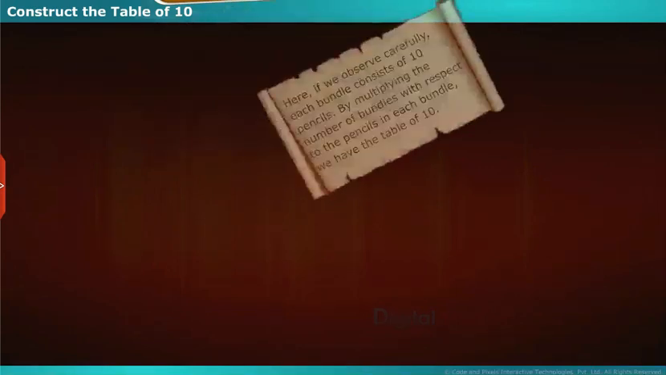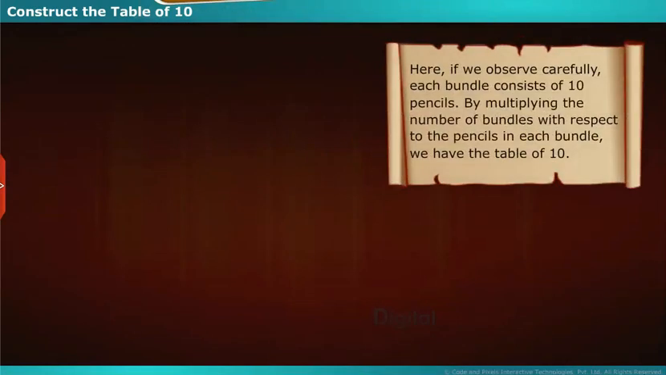Let us have a look at the table of 10. Here, if we observe carefully, each bundle consists of 10 pencils. By multiplying the number of bundles with respect to the pencils in each bundle, we have the table of 10.